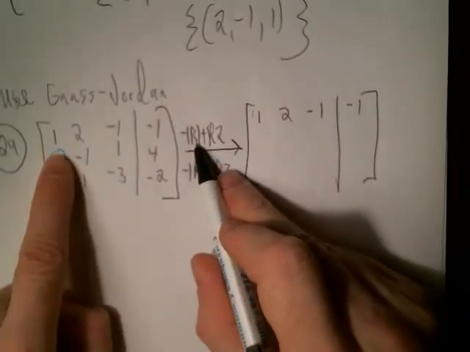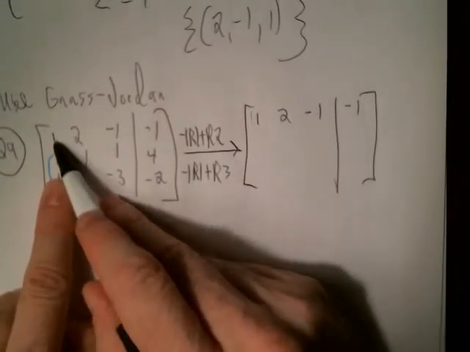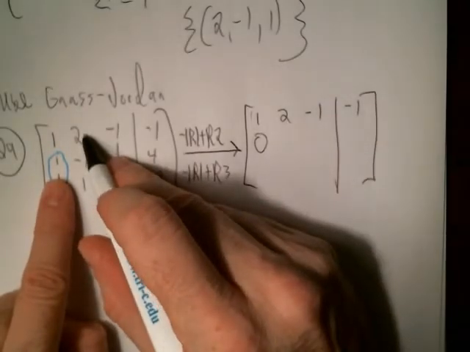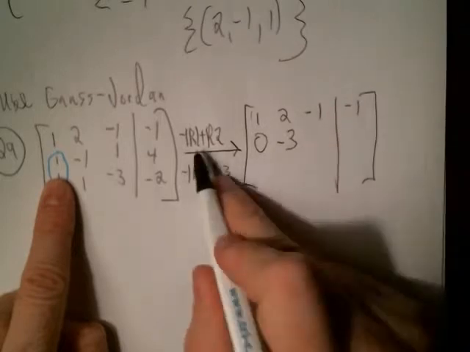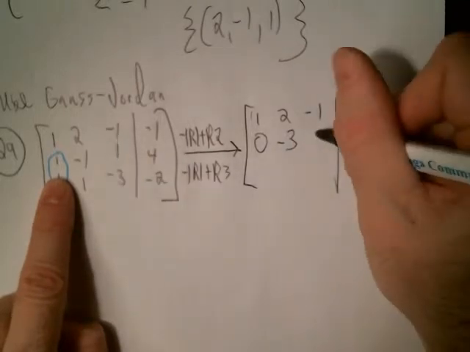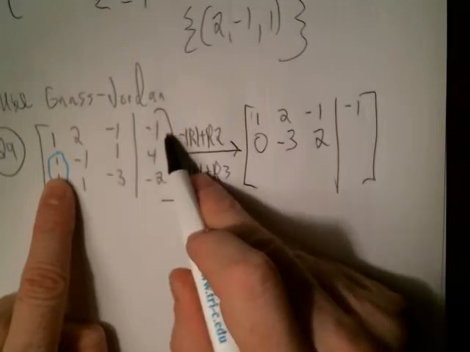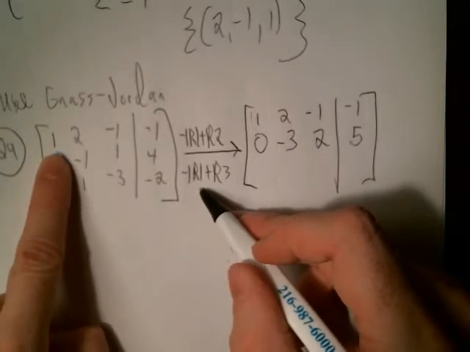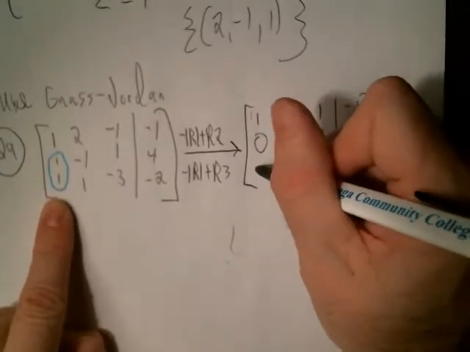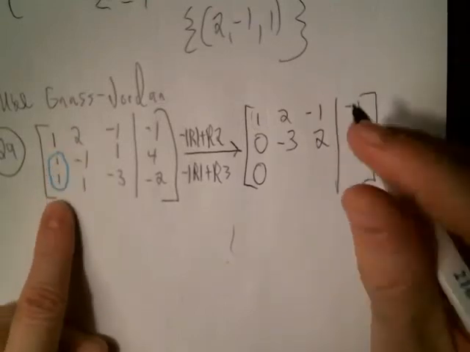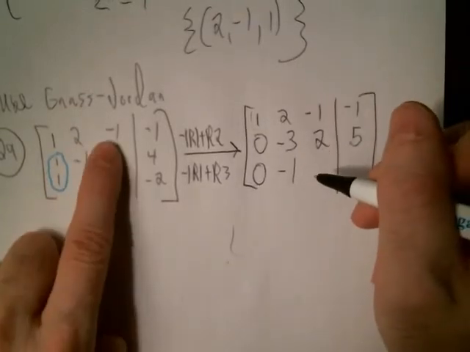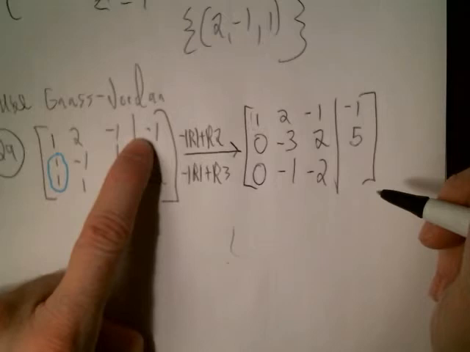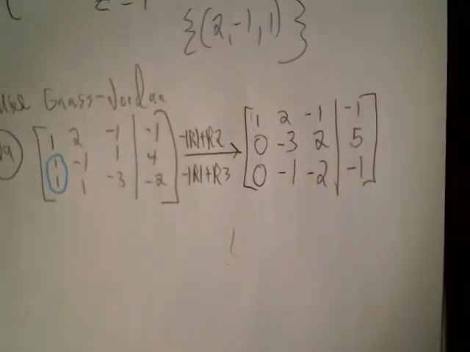Okay, so negative 1 times row 1 plus row 2. So negative 1 times 1 is negative 1, plus 1 is 0. Negative 1 times 2 is negative 2, plus negative 1 is negative 3. Negative 1 times negative 1 is 1, plus 1 is 2. Negative 1 times negative 1 is 1, plus 4 is 5. Okay, let's go to this one. Negative 1 times 1 plus 1 is 0. Negative 1 times 2 is negative 2, plus 1 is negative 1. Negative 1 times negative 1 is 1, plus negative 3 is negative 2. Negative 1 times negative 1 is 1, plus negative 2 is negative 1.